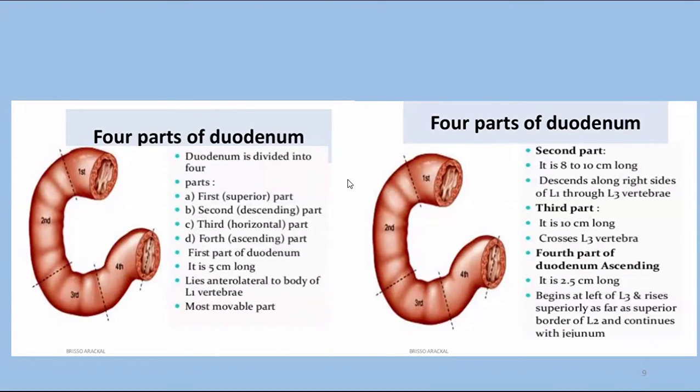Lastly, we have the fourth part of the duodenum, which is shorter, about 2.5 centimeters long, beginning at L3 and rising as far as the superior border of L2, and it continues with the jejunum. So this is the last part, and this is the one that attaches to the duodenum actually.